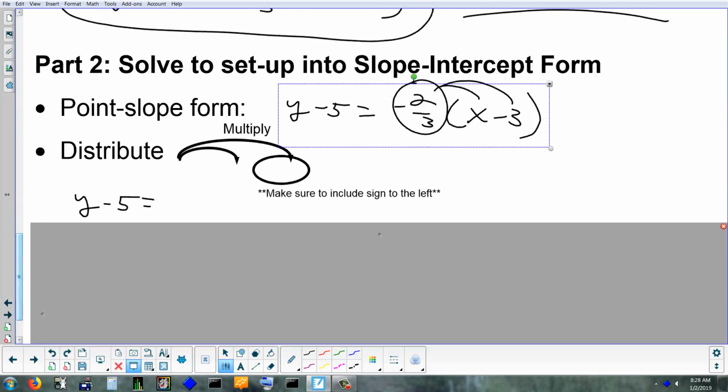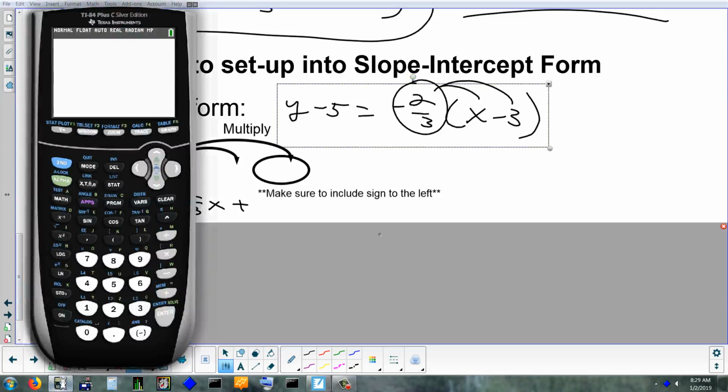Just negative 2/3 x, yeah. That's all you can do. All right, so we've got negative 2/3 x. Now the next part, negative 2/3 times negative 3. Well, let's just start with it's a negative times a negative. What's a negative times a negative? Positive. Yeah, it's going to be a positive.